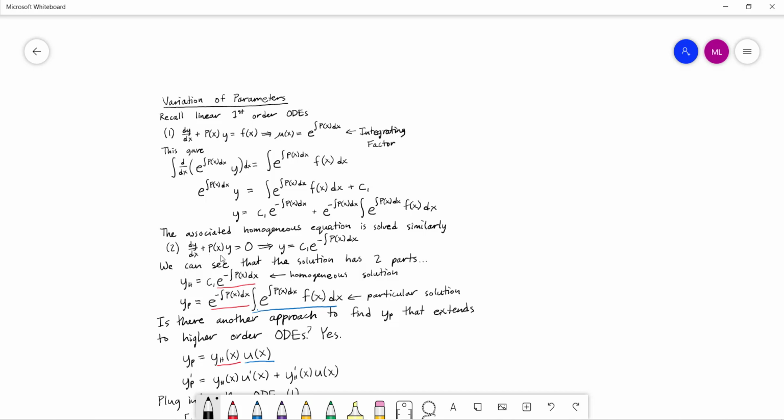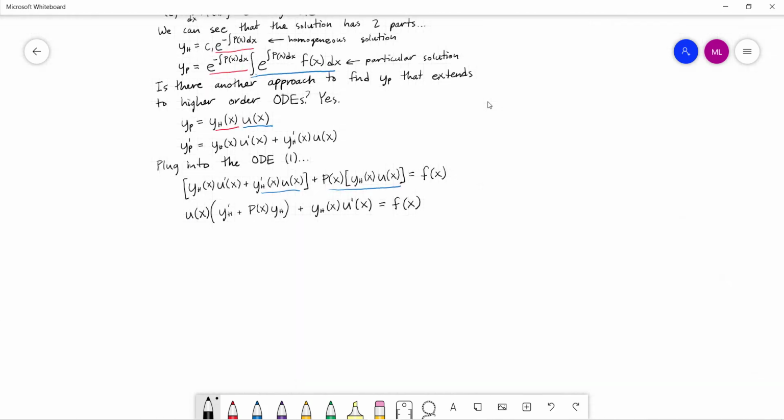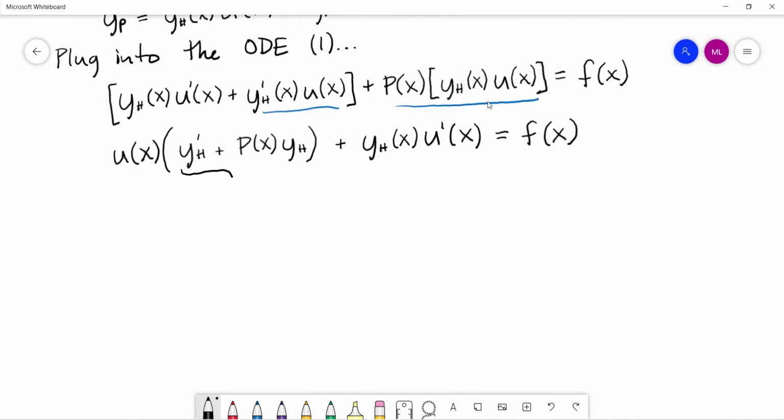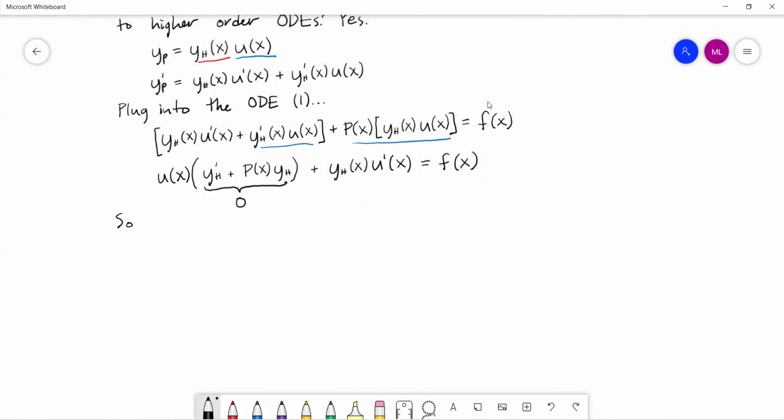What happens when I plug y homogeneous into the equation of this form? Well, it satisfies the homogeneous version of the equation, which means when I plug in yh on the left side here, I do in fact get 0. So the whole point is that by plugging in, this is 0, and I can eliminate that entire term. So we have a much simpler expression than we thought. We really have y homogeneous of x times u prime of x equals f of x. And our goal is to figure out what this function u looks like.